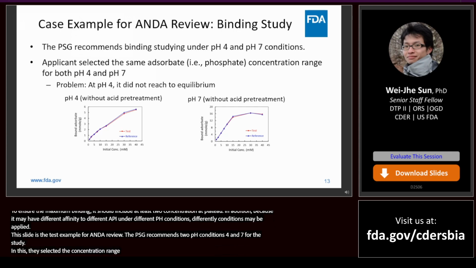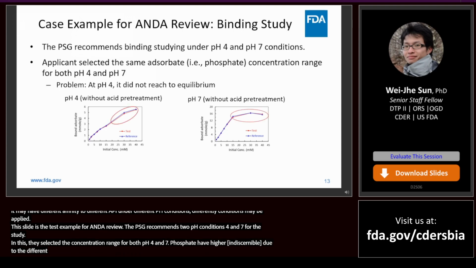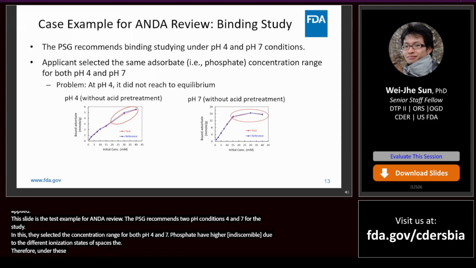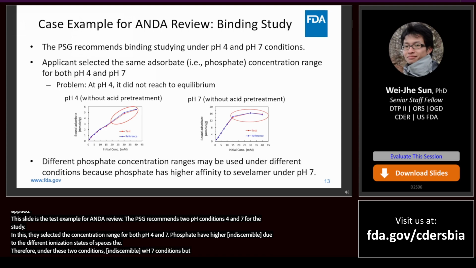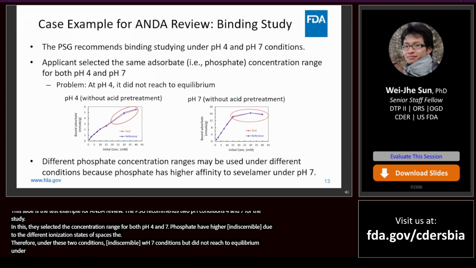Phosphate has higher affinity to sevelamer at pH 7 than pH 4 due to the different ionization states of phosphate species. Therefore, from the in vitro equilibrium binding study under these two conditions, it reached equilibrium for pH 7 conditions, but did not reach equilibrium under pH 4 conditions. This case shows adequate phosphate concentrations should be applied under different conditions.